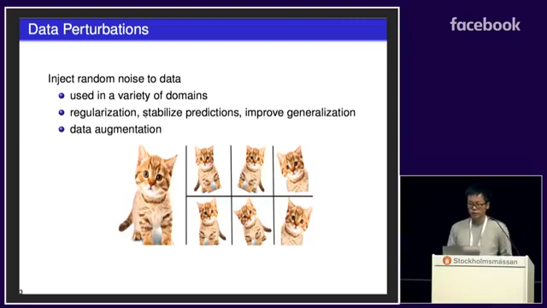But in machine learning, we are more interested in adding some random noise to the data. And it can be used in many domains, such as image classification, image denoising, and it can provide some kind of regularization, such as adaptive regularization for the linear model, and it can stabilize the predictions, and it can defend against adversarial examples. And more importantly, it can improve the generalization performance. And it can also be used for data augmentation. In this picture, you can see we have a cat, and we can rotate the image to provide more training examples.